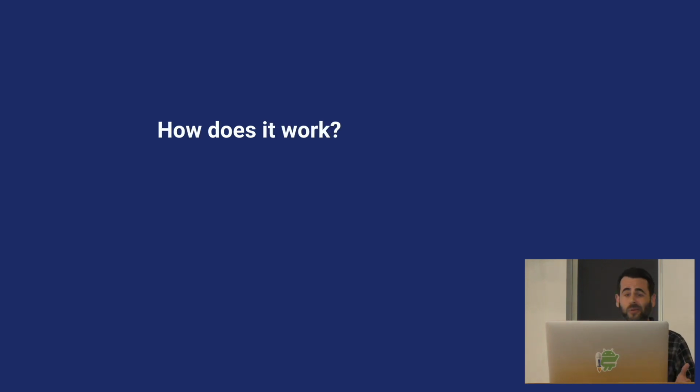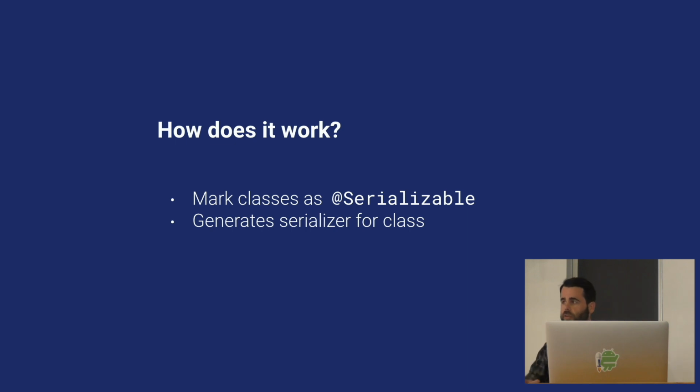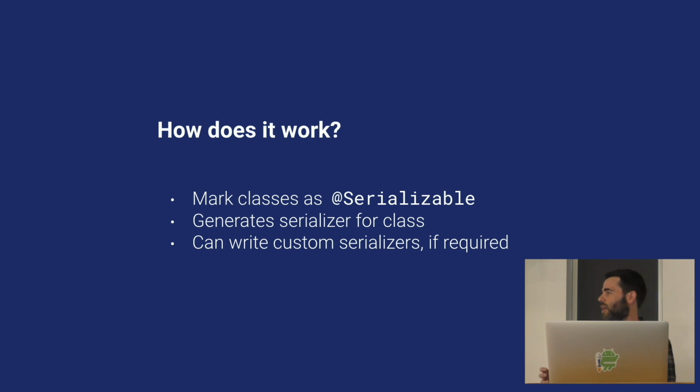Okay, so how does it work? It's actually pretty simple. Basically, any class that you want to serialize, you just mark with the Serializable annotation. What that does is it tells the compiler plugin to generate serialization code for that specific class. And if you're not happy with the generated serialization code, then you can use custom serializers to define your own serialization behavior.